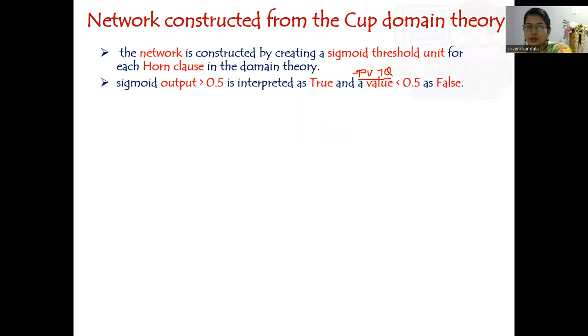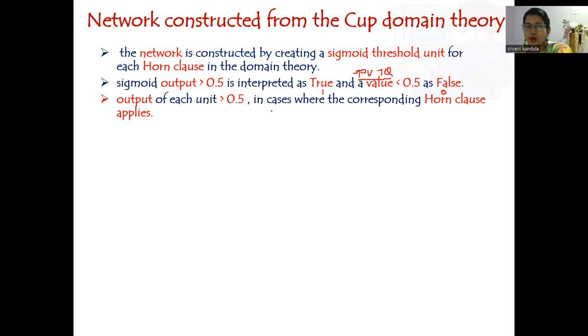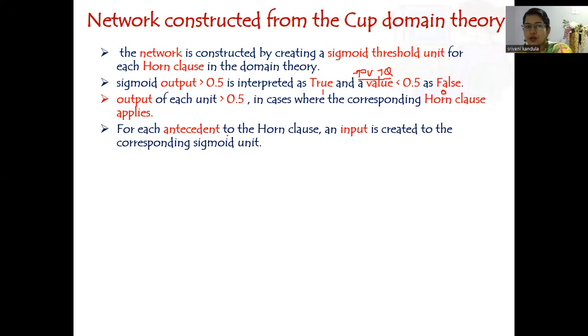And the sigmoid unit, as all of you know: if the output is greater than 0.5, it is taken as true, that means 1. If the value is less than 0.5, it is taken as false, whose output value is 0. Now, the output of each hidden unit will be greater than 0.5 where the corresponding horn clauses are applicable. If they are not applicable, their value will be 0. As a result, you will have your output also as 0. Now for each antecedent to the horn clause, an input is created to the corresponding sigmoid unit. So all the P's will act as an input.